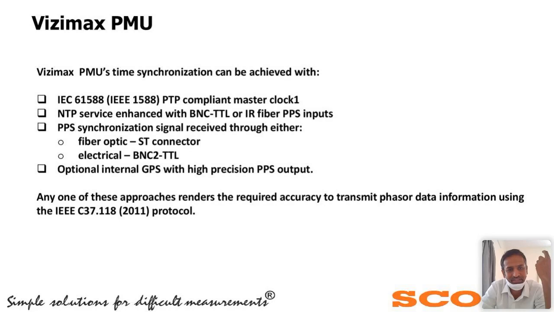And the optional GPS internal clock has high precision PPS outputs. So use that internal clock and use those signals for synchronizing the other devices also. So the PMU also works as a GPS clock.